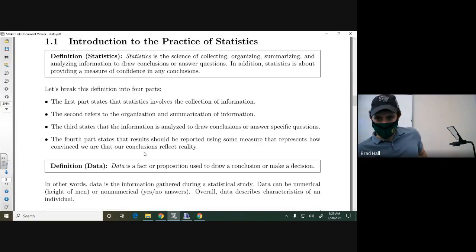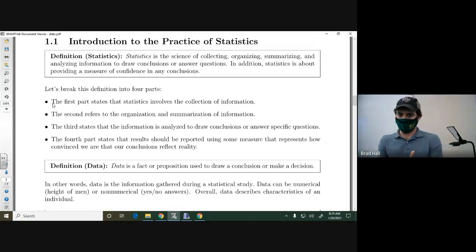So again, I kind of talked about some of these parts already. If we break that first part of the definition into 4 parts, collecting the information. So if you're performing a statistical study, well, obviously you need to start with some information. How do you get that information? What do you do to get this information? Do you go online and go to a database? And if so, where does that database get the information? If you went out on the streets and got the information, how would you go about doing that? Who would you ask? What question or questions would you ask them?